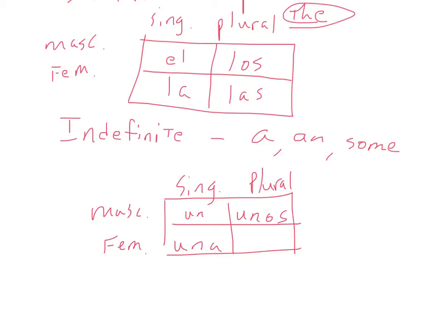Okay, so una would be a or an for something that's feminine. If we're talking about more than one thing, it'd be unas. So if we're saying a table, it'd be una mesa. Una mesa. But if we're talking about more than one table, some tables, we're going to say unas mesas. Unas mesas.